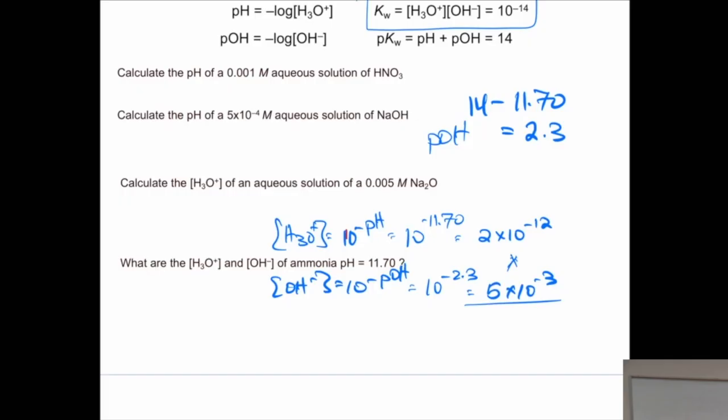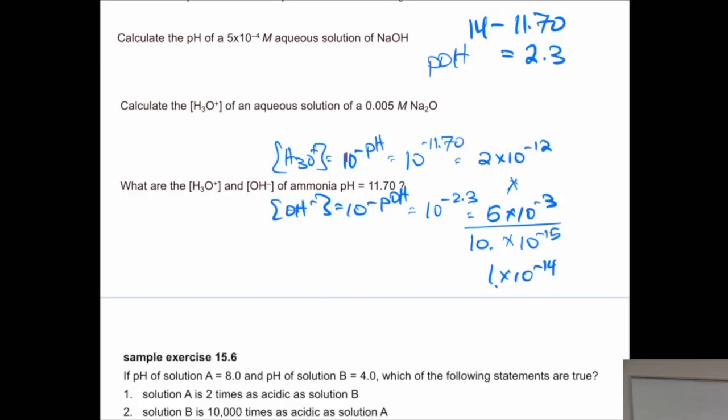But 2 times 5 is 10, and 10 to the minus 12th times 10 to the minus 13th. There you add the exponents, so that's 10 to the minus 15. And that's the same as 1 times 10 to the minus 14. So that's a good check that you've done things correctly.